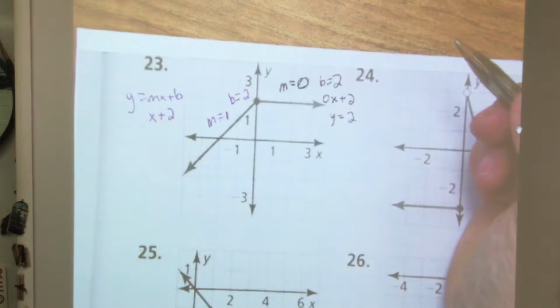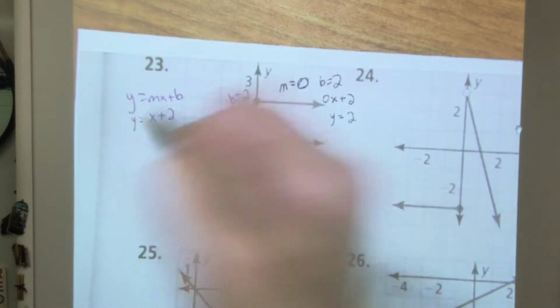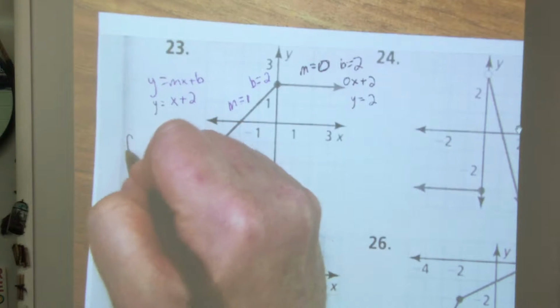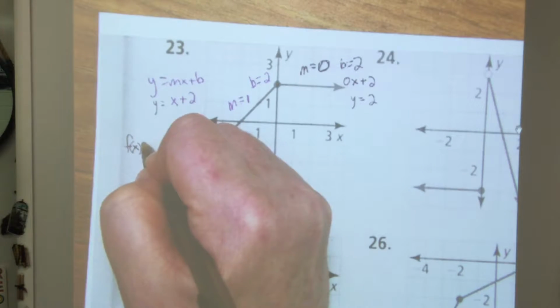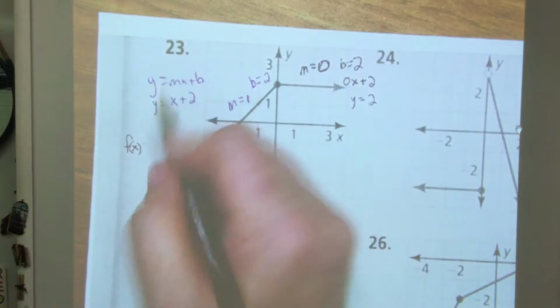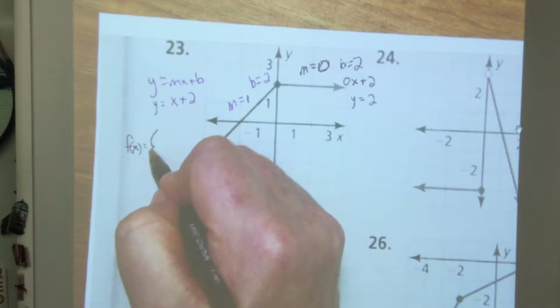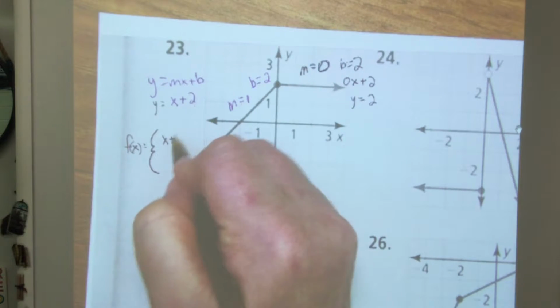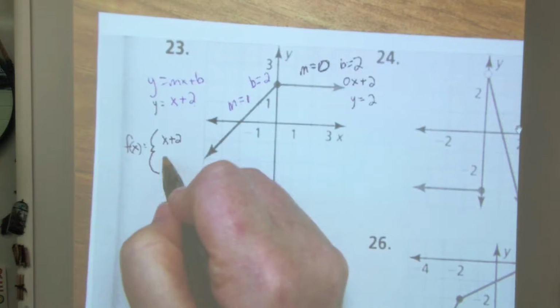So to write my piecewise function, I would write f of x or y. In the book they put y. I'm so used to doing f of x. For what we're doing, we'll interchange them for now. And I'll write my first equation, x plus 2, and my second, 2.